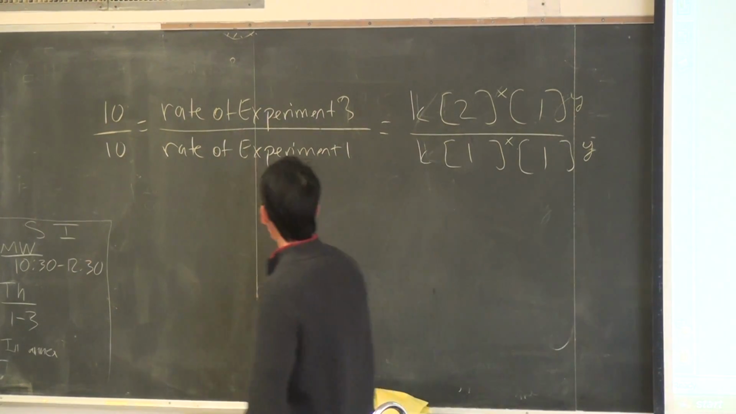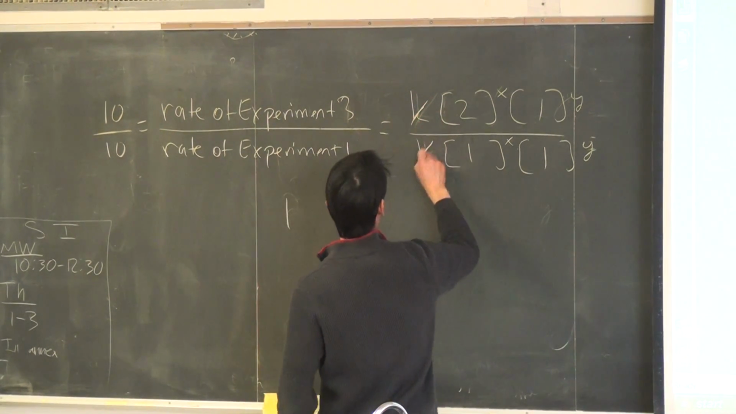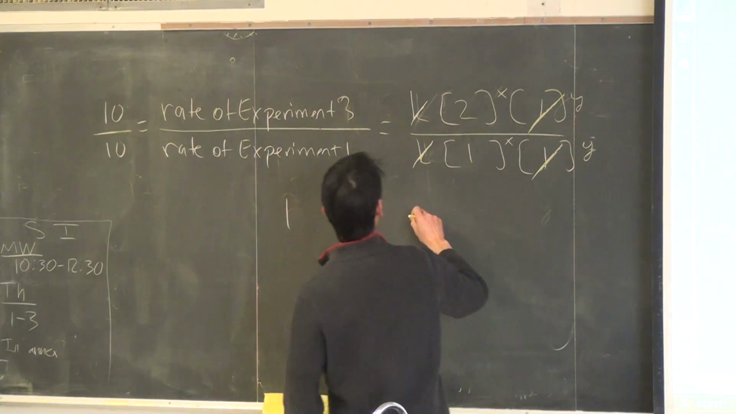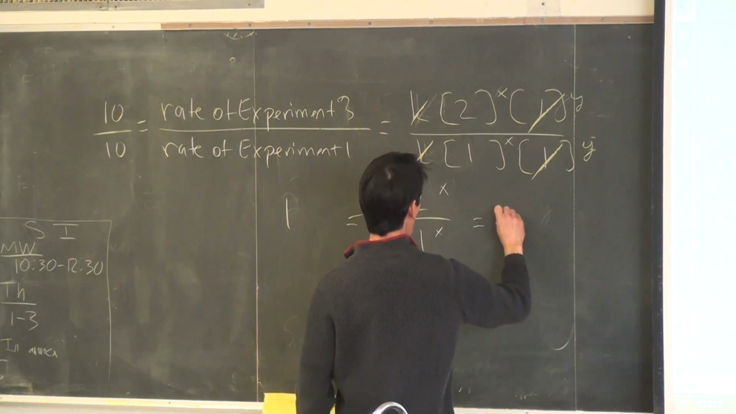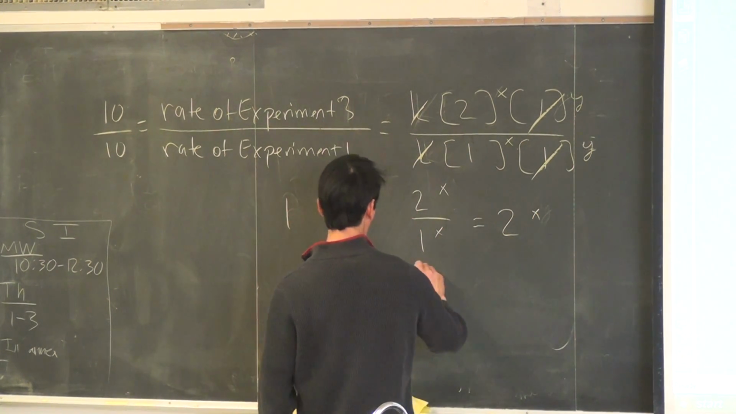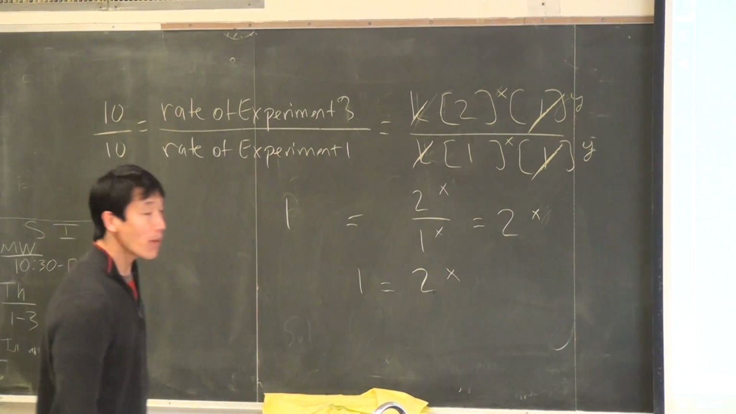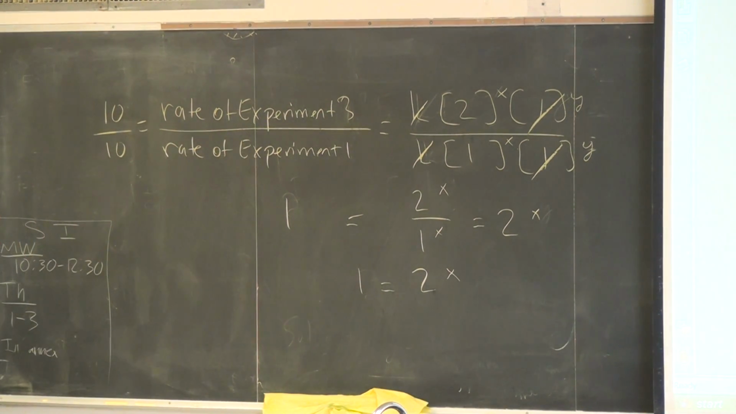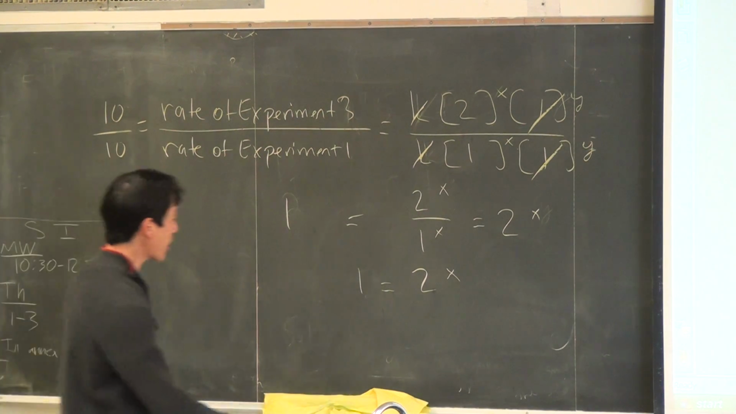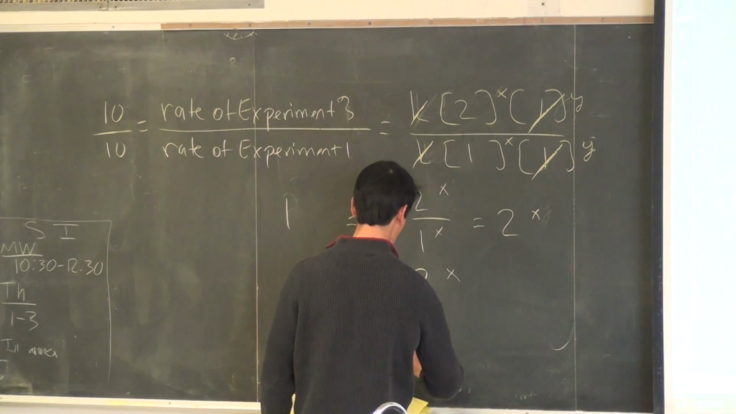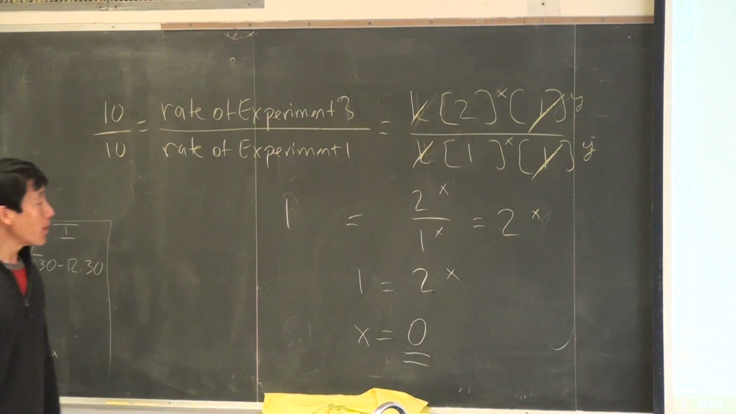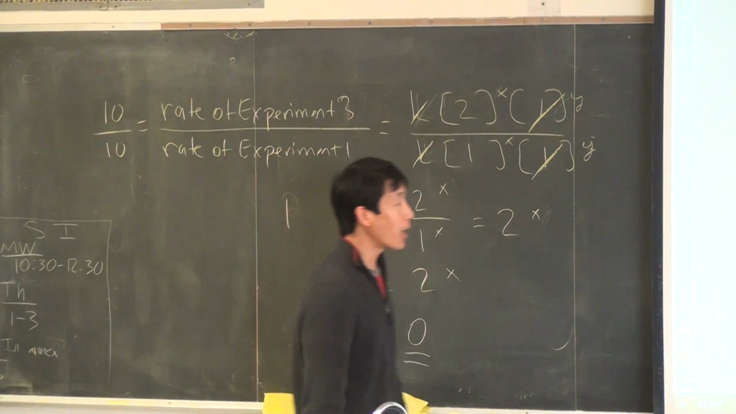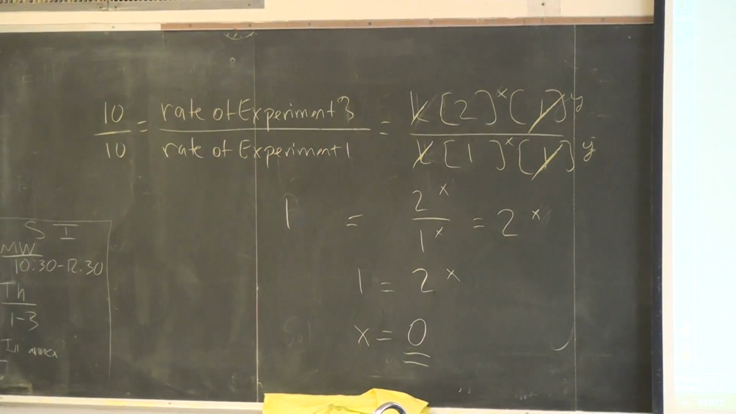So we have 1 is equal to, we cancel these out, 2 to the x over 1 to the x, which is the same as 2 to the x. So we have 1 is equal to 2 to the x power. Solving for x, x equals 0. That means that if you change the concentration of reactant A, it doesn't affect the rate.